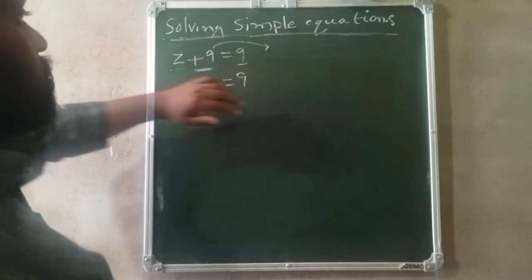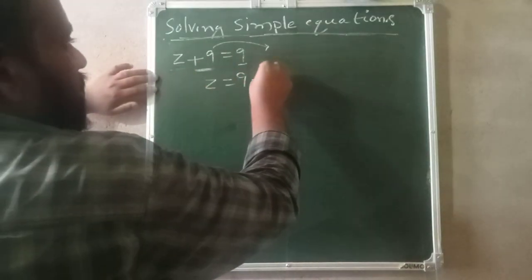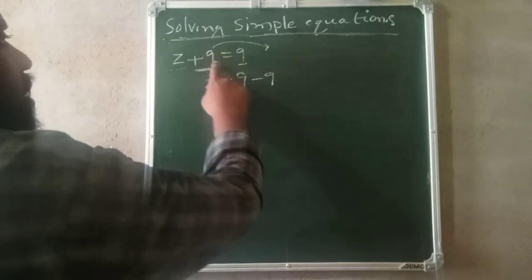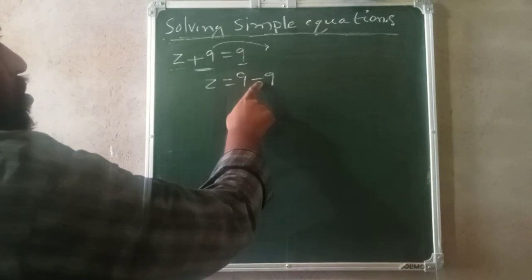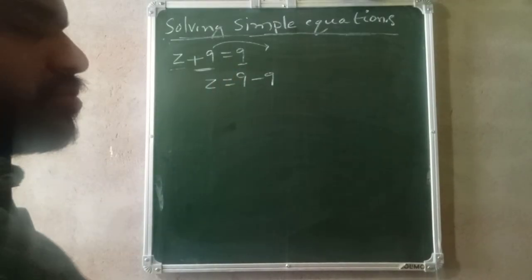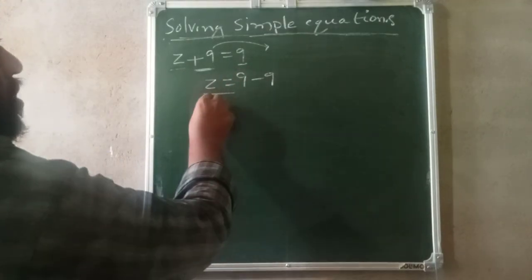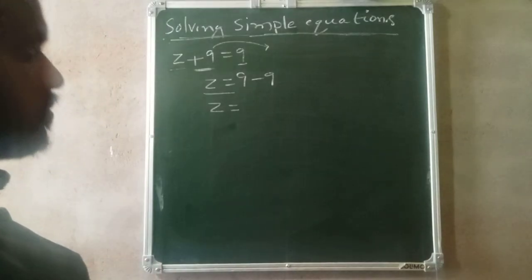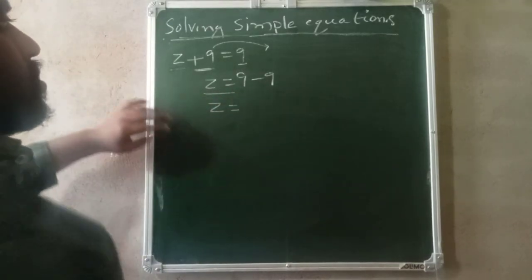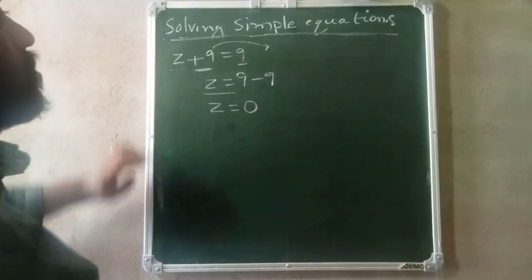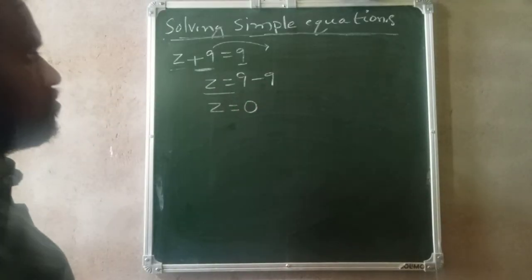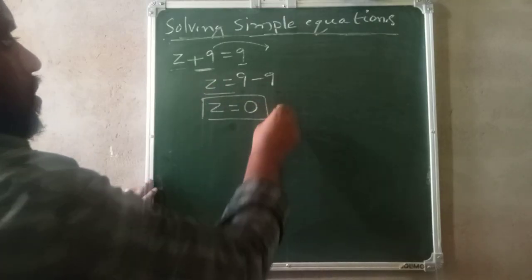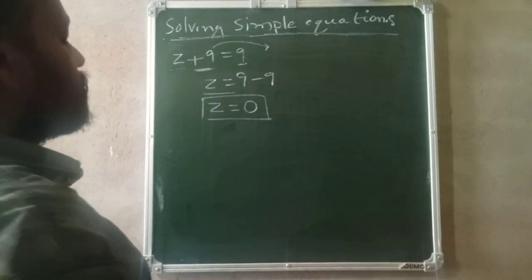When plus 9 is moved this side, plus 9 becomes minus 9. That means 9 same, plus changes to minus. So next write this z is equal to as it is. So 9 minus 9 is 0. So z is equal to 0. This is the answer we got.